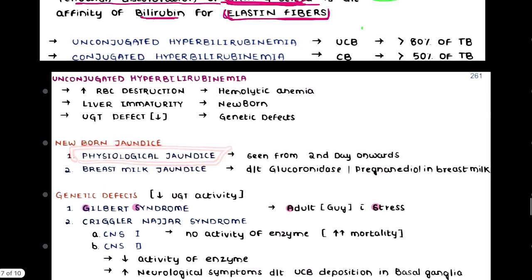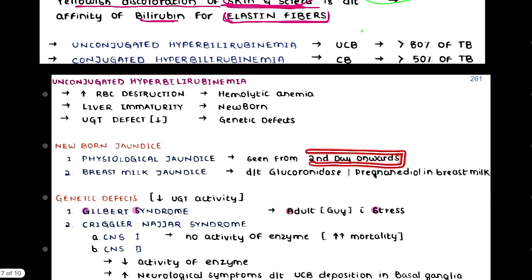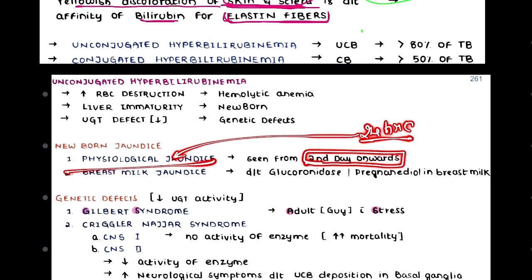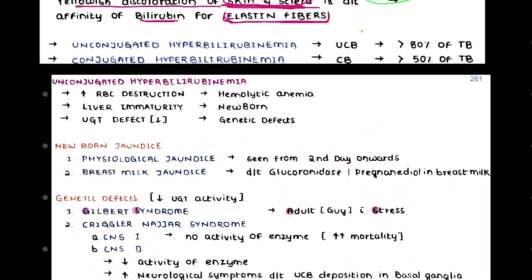Okay, it is seen from the second day onwards. If there is any case in which there is hyperbilirubinemia in a child within 24 hours, then that is not considered physiological jaundice, that will be a pathological condition. We are saying specifically that it occurs on the second day.